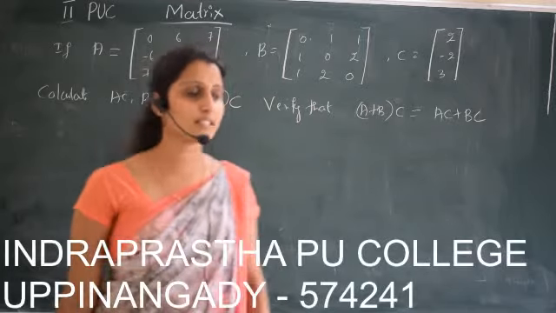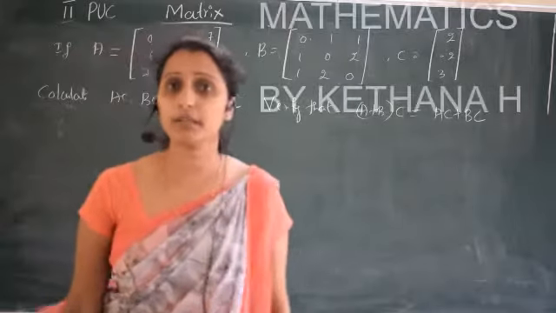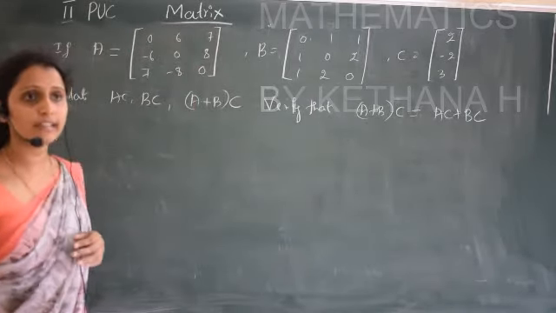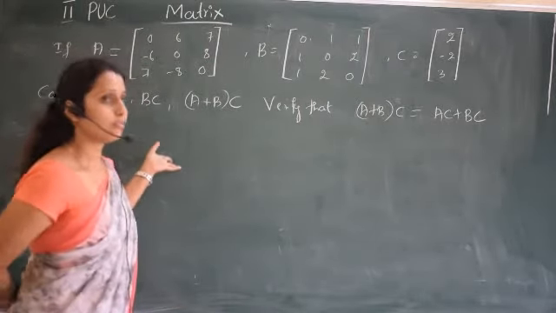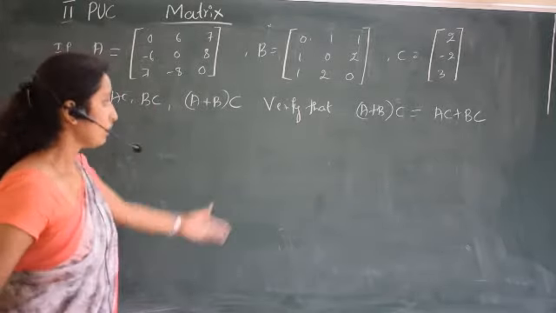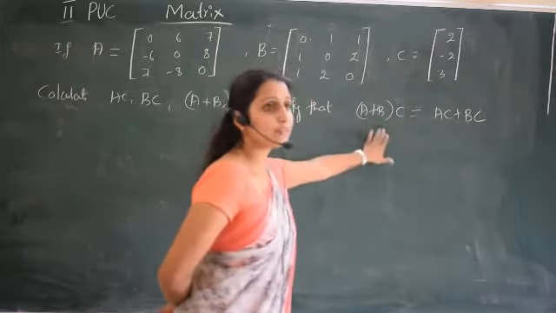Students, we have discussed matrix multiplication and its properties: associativity, the existence of identity, and the distributive property. We have solved one problem, proving the associative property. Next is one more, to verify the distributive property.